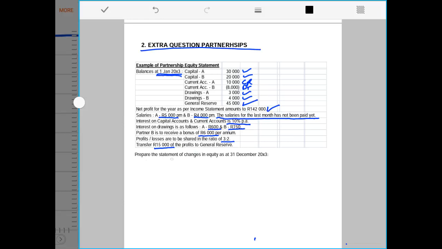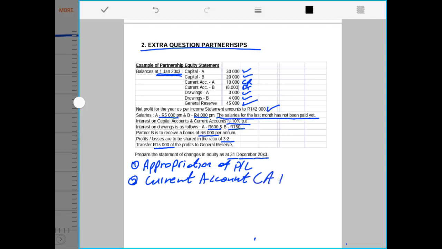And we are required to prepare the statement of changes in equity as at 31st of December in the year 2003. Before I do the statement, I will start with the appropriation of profit and loss. So my number one will be the appropriation of profit and loss. Then I will do the current account for partner A and the current account for partner B, and this requirement will be number 3.